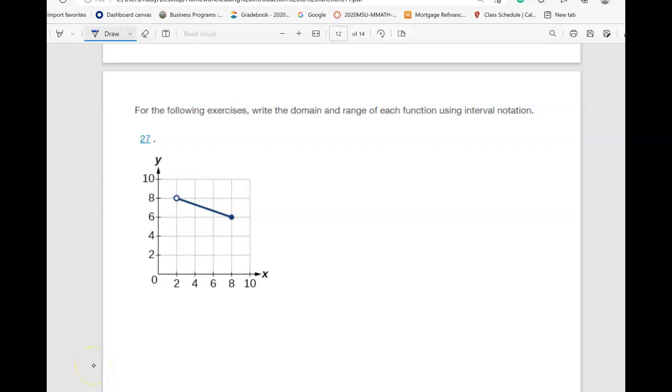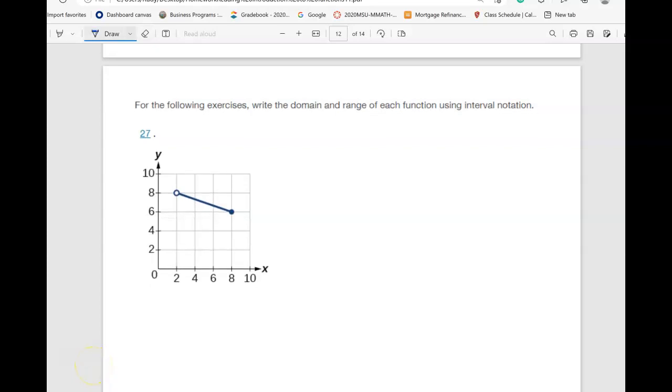Hi class, let's take a look at problem 27. Now, when they refer to the domain, that refers to your x values. And when they're talking about the range, in this situation we're talking about the y values. Also, they want them in interval notation. And let me start with the domain.